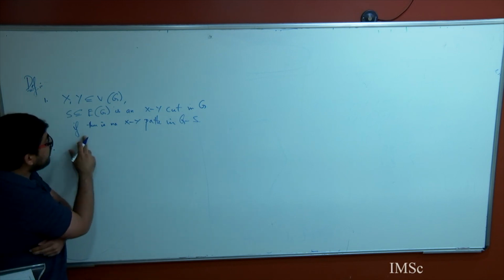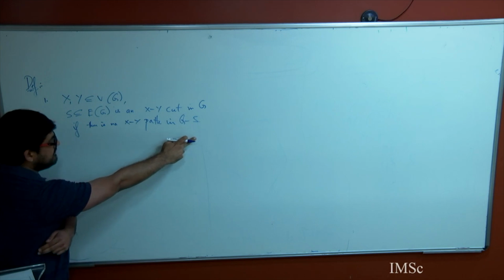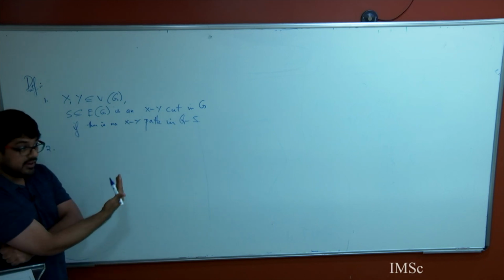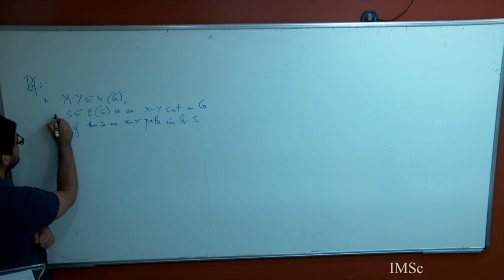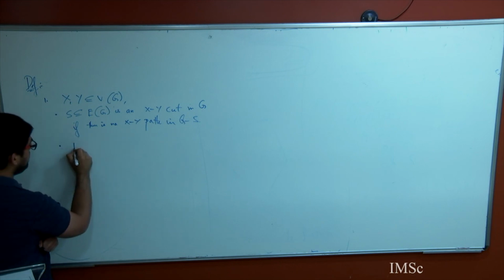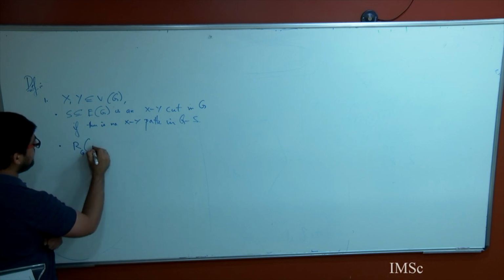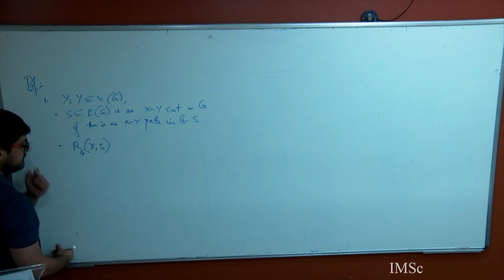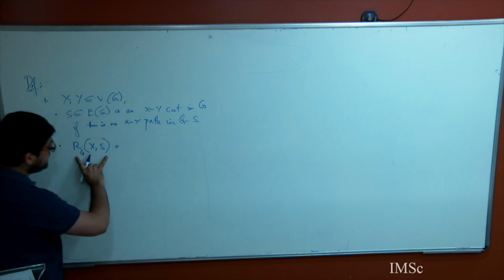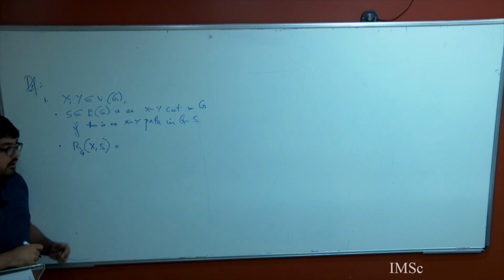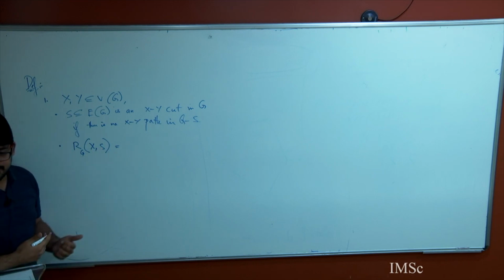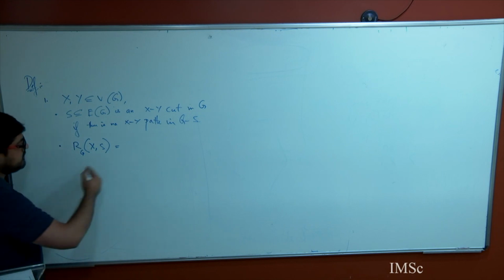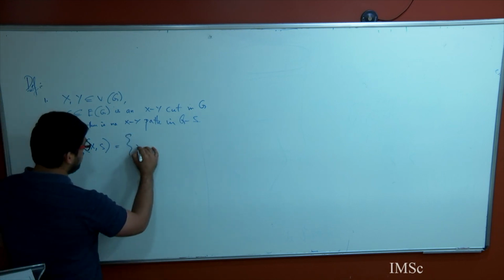Secondly, I don't want to keep writing English all the time, so let me define some more notation. Let me just define it here itself. I'm going to define this set. So this set is the set of all vertices that are reachable from X after you delete S. It's fairly intuitive notation, right? So this is nothing but all those.